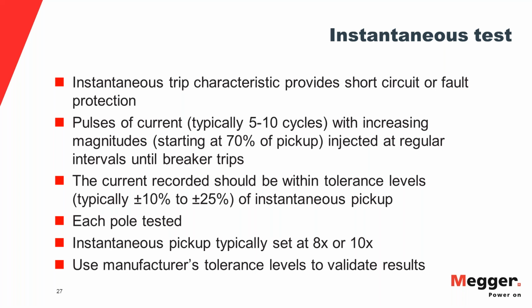To run this test, pulses of current are injected as opposed to continuous current. The duration of the pulses is typically between 5 to 10 cycles, and you can start off at 70% of the expected pickup, and inject repeated pulses with increasing current magnitude at regular intervals until the breaker trips. The current recorded should be within tolerance levels. Typically, the tolerance levels are plus minus 10% to plus minus 25%. The best source is, of course, the manufacturer's tolerance levels.